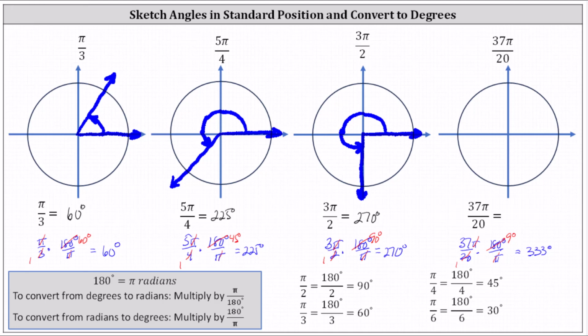The initial side is along the positive x-axis, and then rotating counterclockwise will rotate 27 degrees short of 1 full rotation counterclockwise, or 3 pi divided by 20 radians short of 1 full rotation counterclockwise. So we'll say the terminal side is approximately here. I hope you found this helpful.